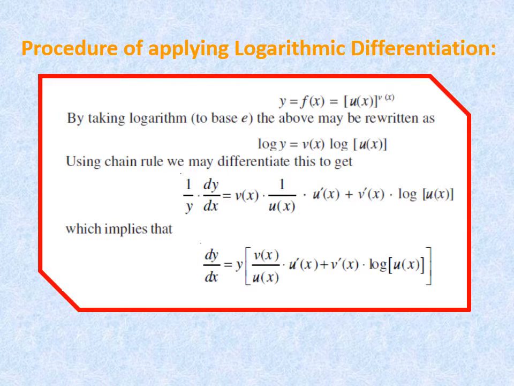And for the right hand side we have the product rule. First is v(x), second is log u(x). The product rule was: first function times differentiation of second, plus second function times differentiation of first. As simple as that, you can see. So we are getting dy upon dx equals y multiplied by [v(x) upon u(x) into u'(x), that is differentiation of u, plus v'(x), that is differentiation of v, into log u(x)]. Clear? So following this procedure we are going to get our solution. So pause and note down the procedure.